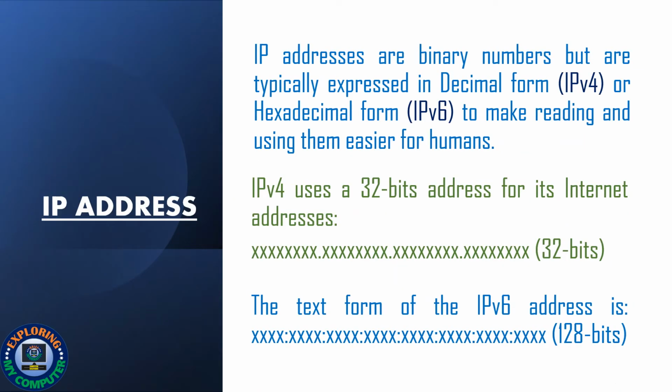IP addresses are binary numbers but are typically expressed in decimal form, that is IPv4, or hexadecimal form, IPv6, to make reading and using them easier for humans. IPv4 uses a 32-bit address, whereas IPv6 uses a 128-bit address for its internet addresses.